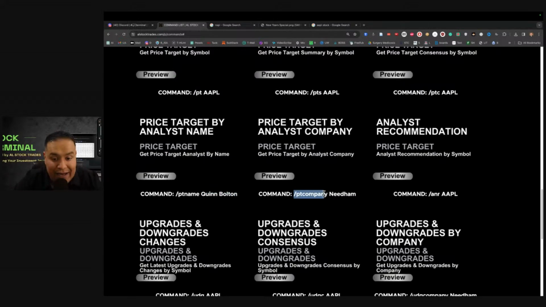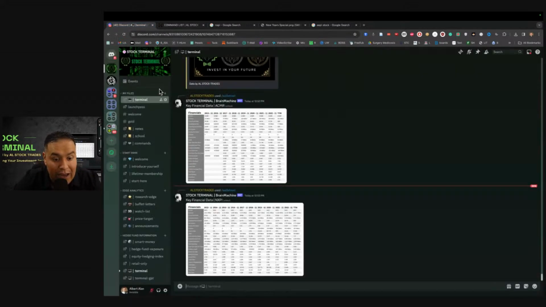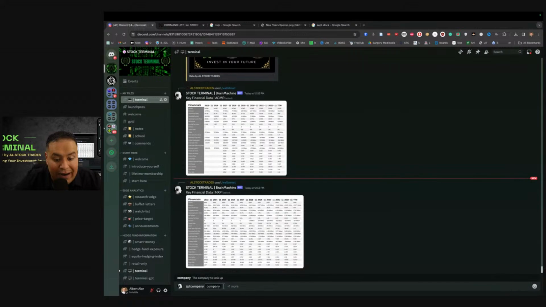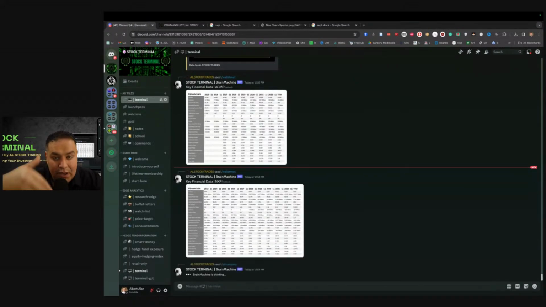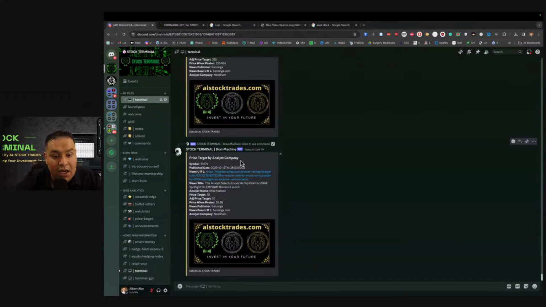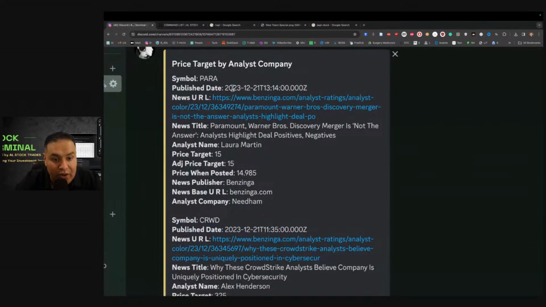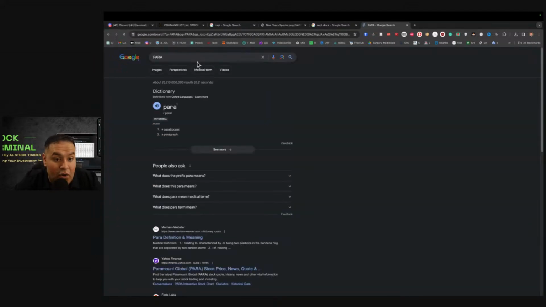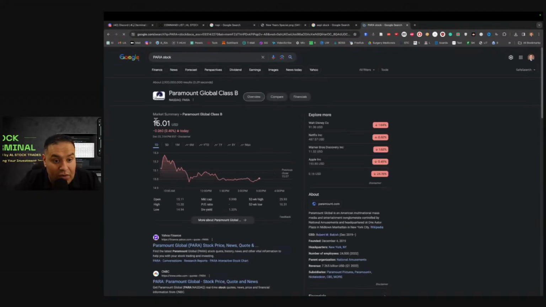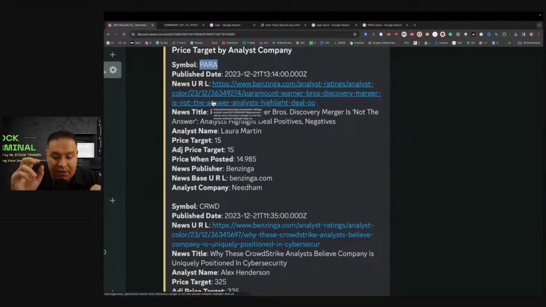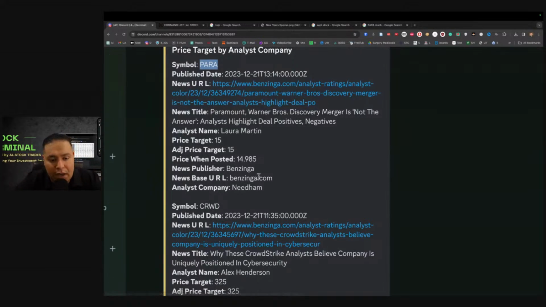So I'm going to go ahead and look at what they have. I'm going to go by company and say Needham, okay? And that's going to show me price targets that they've looked at. For example, on December 21, they said Para. Price when posted 14, they're saying 15. So they must be reiterating because of the discounted statement of cash flows, they've realized maybe it's a 10 to 15% return on the yearly. We'll see.